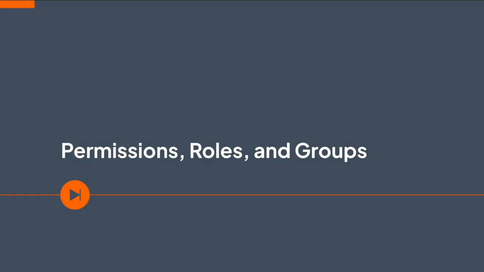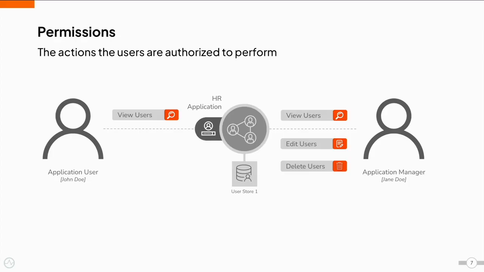Now, let's learn about permissions, roles, and groups. Once a user is signed into an application, depending on the job role, the user will be permitted to access certain resources and restricted from accessing the rest. For example, John Doe, who is from the logistics team, will only be permitted to view the user information, while Jane Doe, who is from the HR team, is permitted to view, edit, and delete users. Based on the job profile, the organizations can choose to grant permissions to access resources. However, granting permissions to each employee separately is a tedious task.